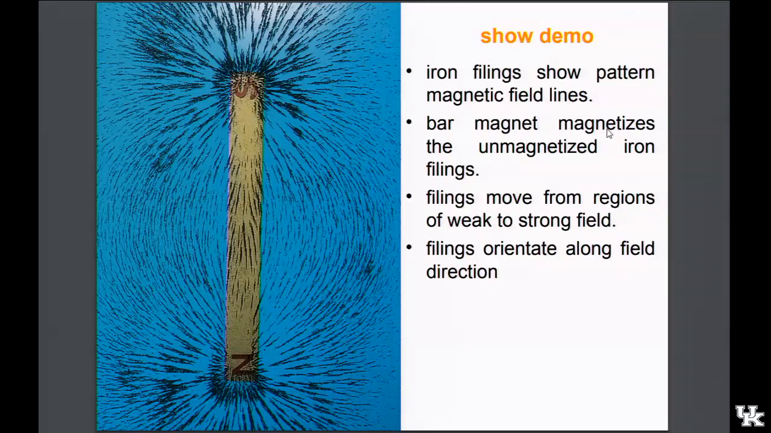So if you scatter iron filings around a magnet, what you'll discover is that you'll get regions where there's lots of iron filings collecting together. That's the strong magnetic field region. You get other regions where there's not many iron filings because the field is weaker. And you'll see them turned or orientated along the direction of the magnetic field. So we're going to look at that on this thing here.